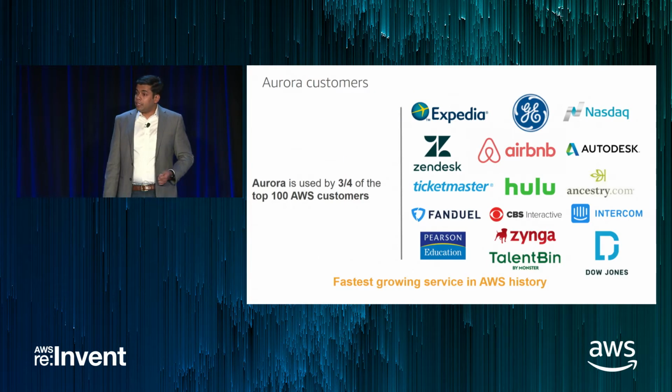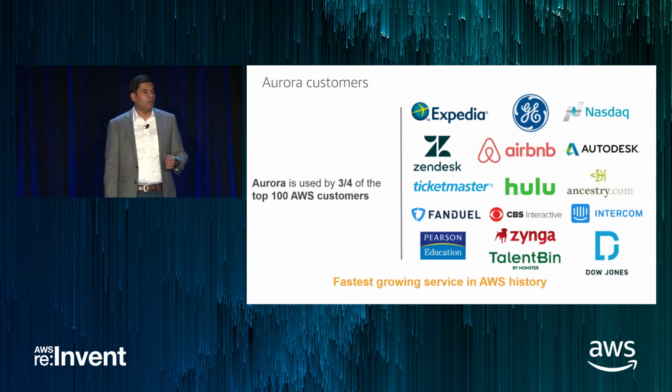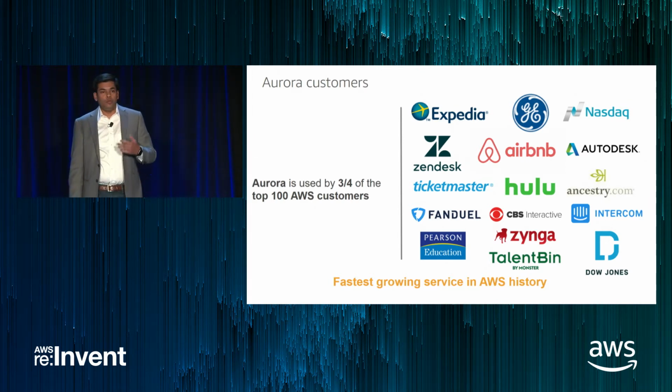So Aurora continues to be the fastest growing service in AWS's history. Today, 3/4 of the top 100 AWS customers use Aurora. This is just a sampling of those customers that we can reference. We have tens of thousands of customers using Aurora today.